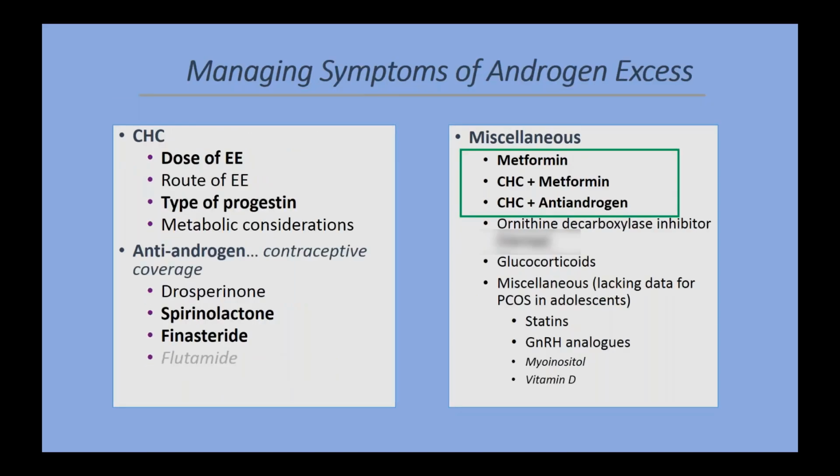Having talked about managing menstrual regulation, what strategies we have, let's now focus on if the predominant bother is from androgen excess, what are our options available for the adolescent population?